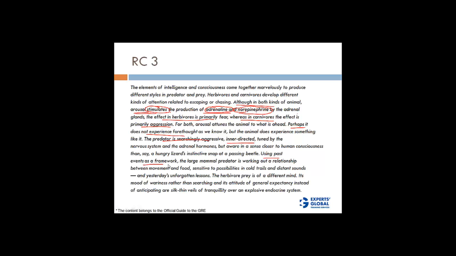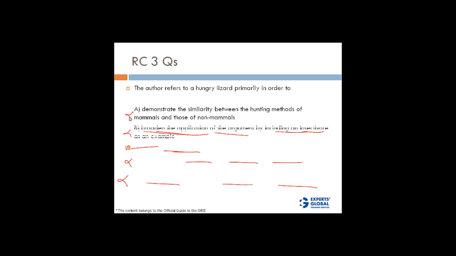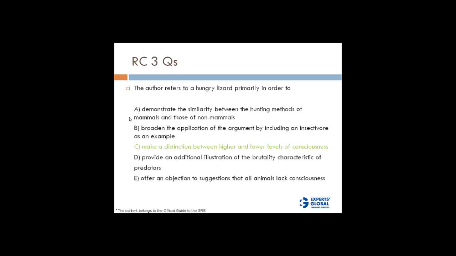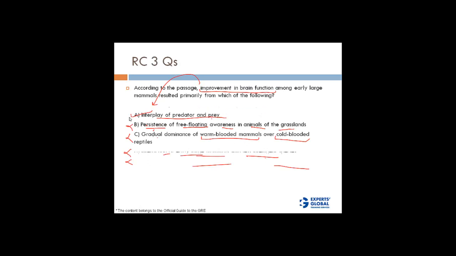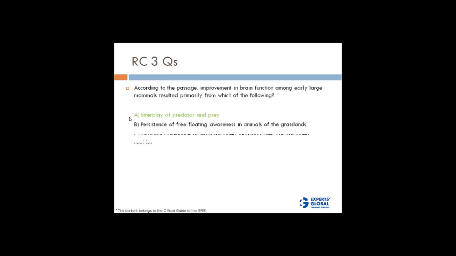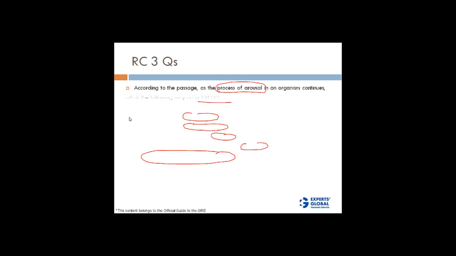Using past events of framework. Okay, with referring mind. Okay, fine. So we are not talking about arousals now. Okay, so fine. So let's go back to the answer choices now. So when an animal gets aroused, what happens to it?